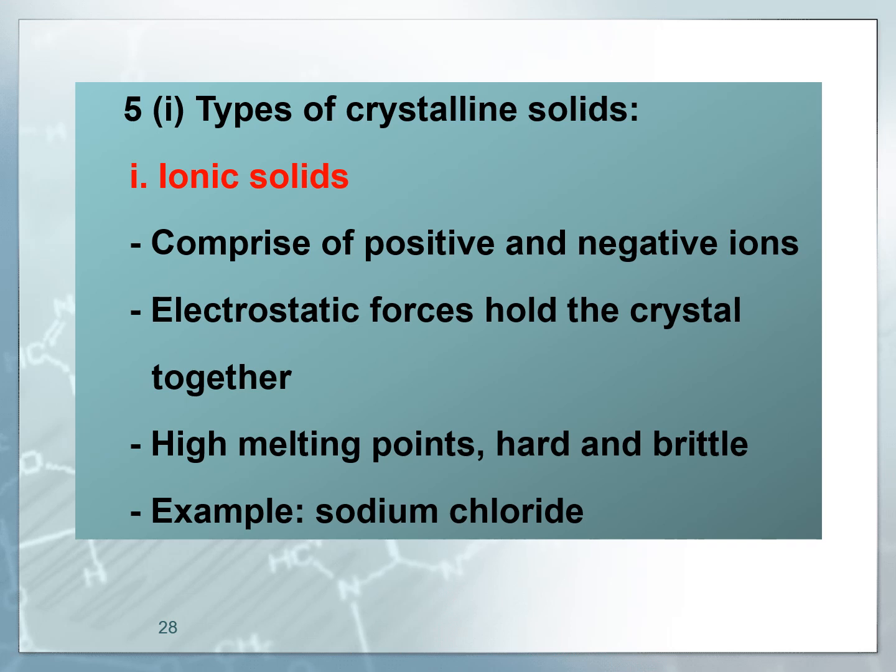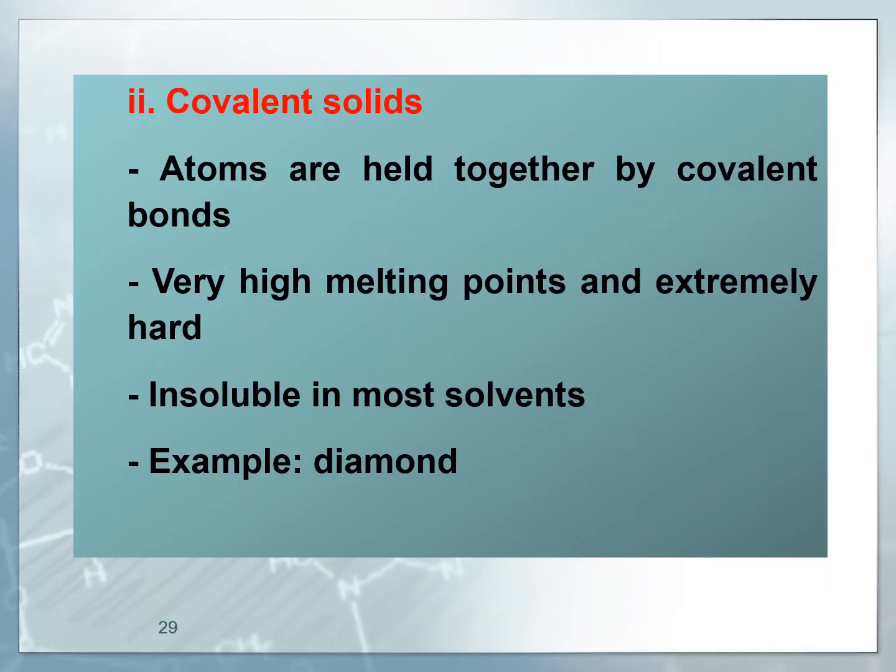Let's start with the ionic solid. It comprises positive and negative ions, and electrostatic forces hold the crystal together. Due to the strong interaction of the ionic bond, it has high melting points, and is hard and brittle. A common example is sodium chloride. The second type is a covalent solid. The atoms are held together by covalent bonds. It has very high melting points, but not as high as an ionic solid. The solid is also extremely hard and insoluble in most solvents. A common example of a covalent solid is diamond.